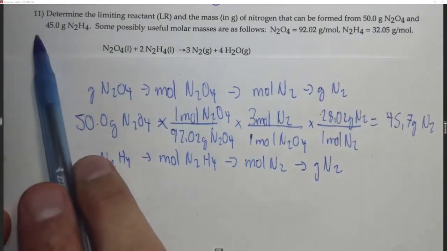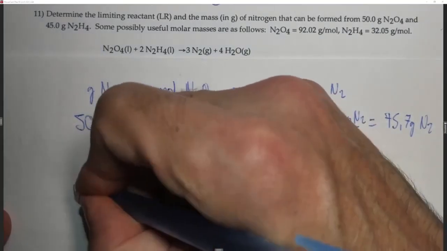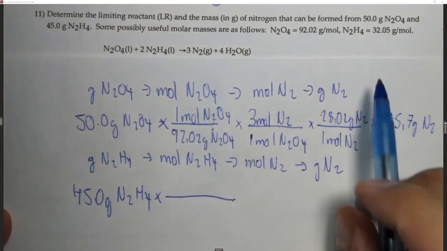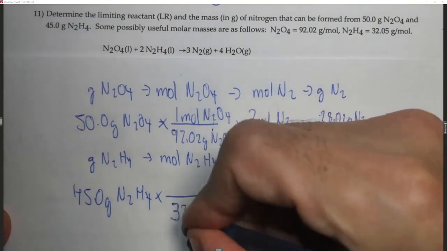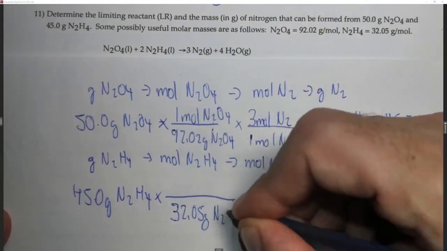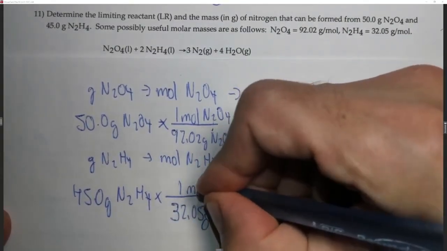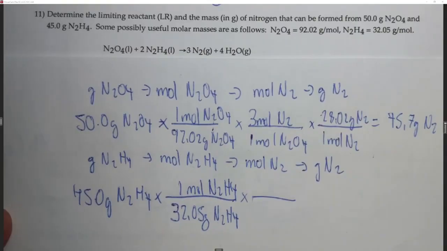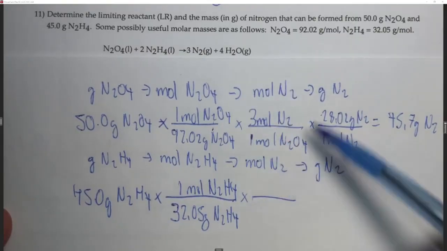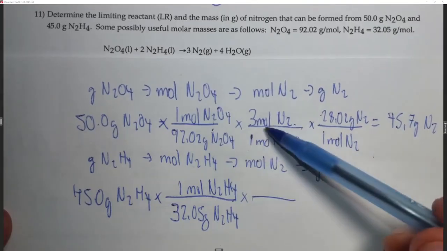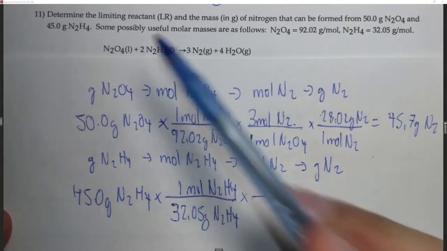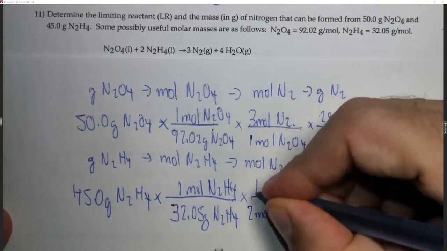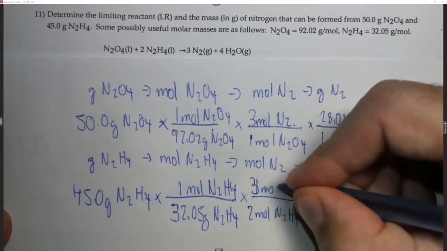So in this case, we're starting with 45 grams of N2H4. I want to convert to moles. Well, conveniently, I am given the molar mass, so I put the 32.05 grams of N2H4 on the bottom and the 1 mole of N2H4 on the top. Then the next thing I need to do is convert it to moles of N2. Just like before, I need to use the balanced chemical equation, but note this conversion factor is not the same. In this case, I want to put the 2 moles of N2H4 on the bottom and 3 moles of N2 on the top.